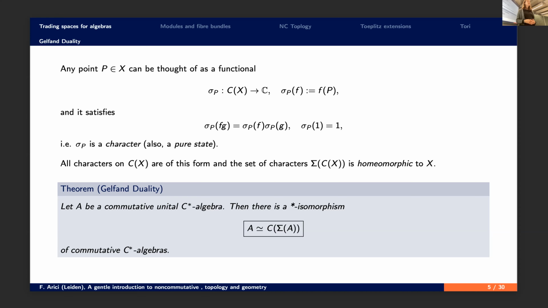Just next time that there's a question, can you maybe repeat it? Oh, yes, sure. Yeah, so the question was about the topology of this space. Well, it's compact Hausdorff.